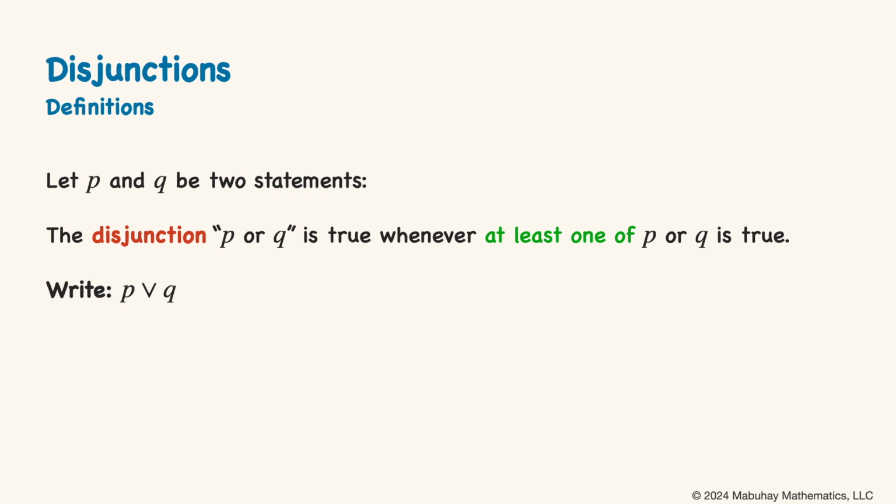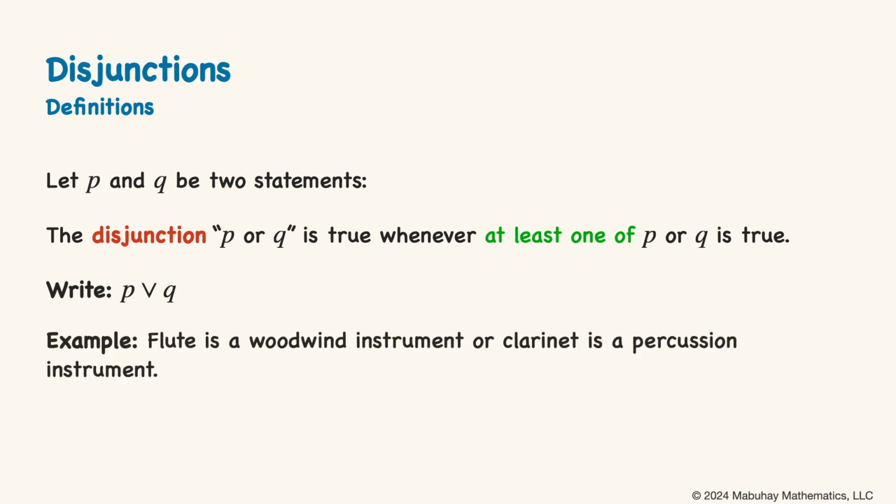And here's an example of a true disjunction. Flute is a woodwind instrument, or clarinet is a percussion instrument. So flute is a woodwind instrument. That's the first simple statement here, and that is true. Even the ones that are made of metal, we still consider them to be a woodwind instrument. Clarinet is a percussion instrument. That one usually is considered to be false, but if you play the clarinet a certain way, like banging it on a drum or a table or something, then it becomes a percussion instrument. Either way, the first statement is definitely true, which means the disjunction is true.